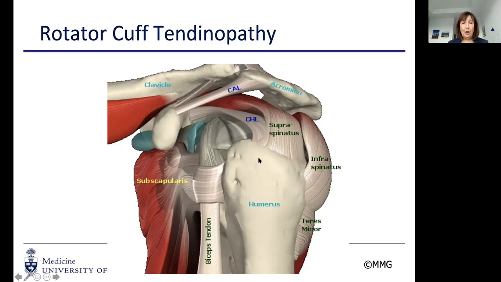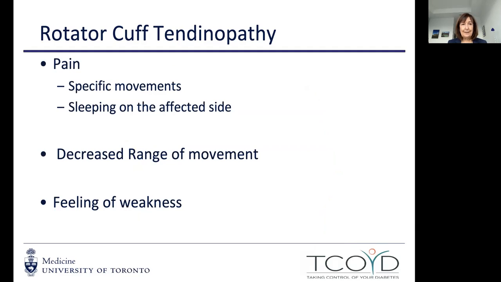Here's the big bone in the arm called the humerus, but we've now layered in more of the muscles and tendons and ligaments. And the rotator cuff refers to 4 big muscles that help us move the shoulder in its very complex way of moving. And one or all of those can get affected. They can be injured, they can get inflamed, and that becomes rotator cuff tendinopathy or tendinitis.